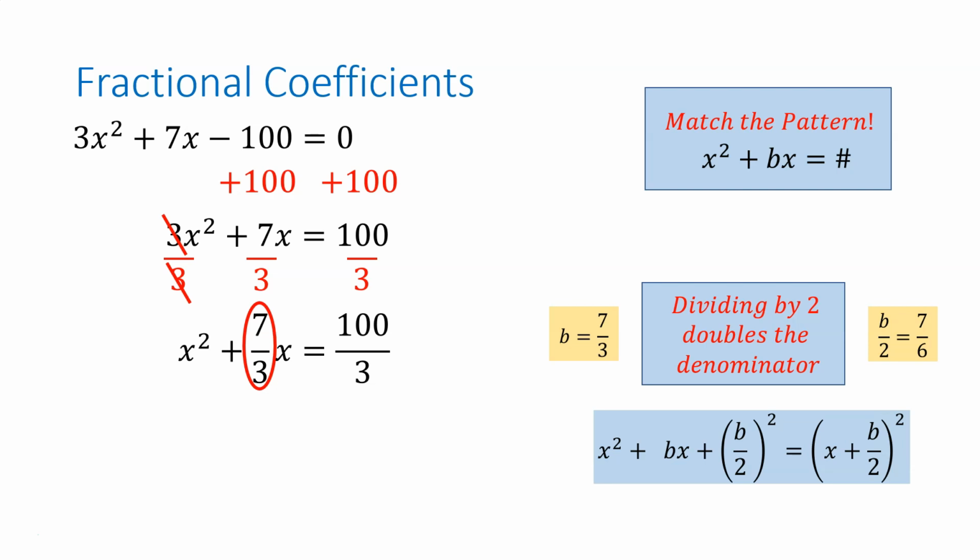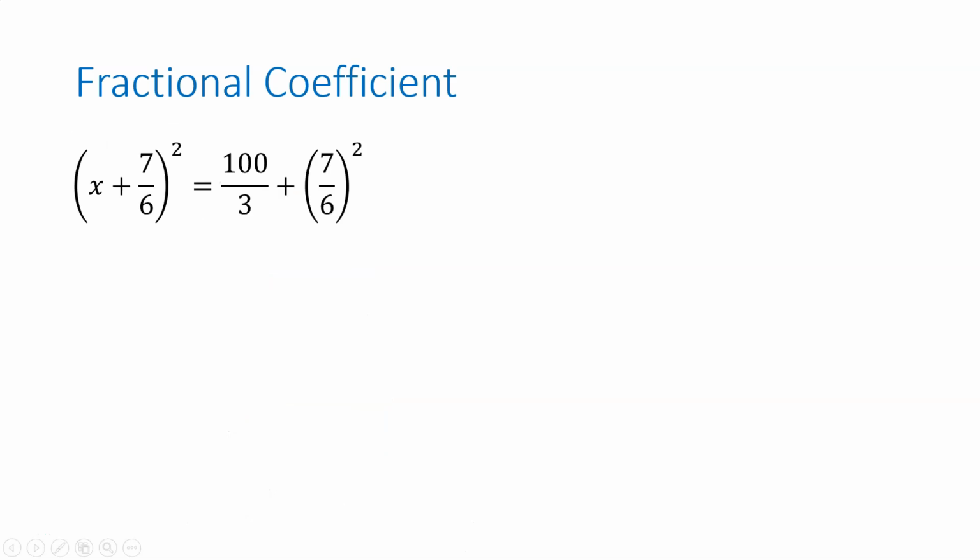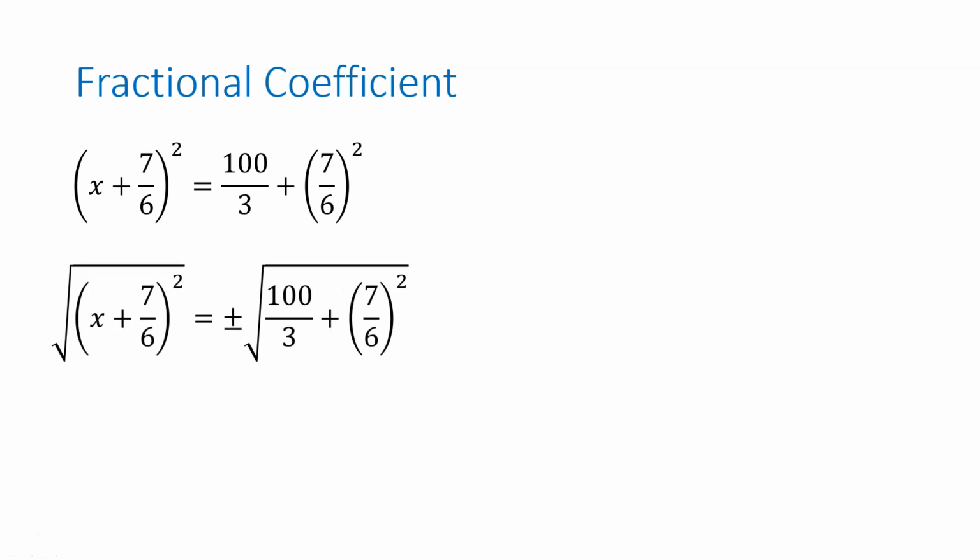We plug into the pattern. If we add 7/6 squared to both sides, we can write the left-hand side as a perfect square. We get x plus 7/6 in parentheses squared equals 100/3 plus 7/6 squared. We take the square root of both sides and include a plus or minus on the right-hand side. The square and the square root cancel, and we get x plus 7/6 on the left-hand side.